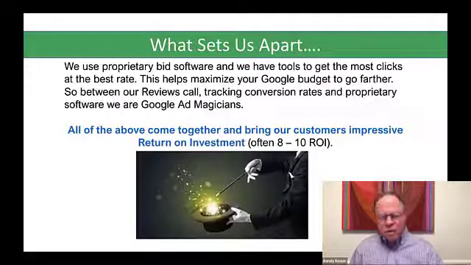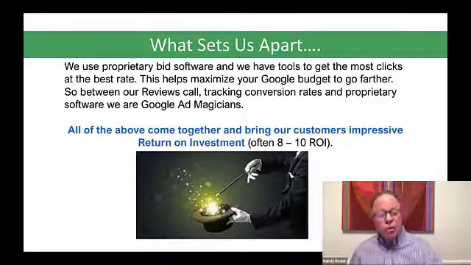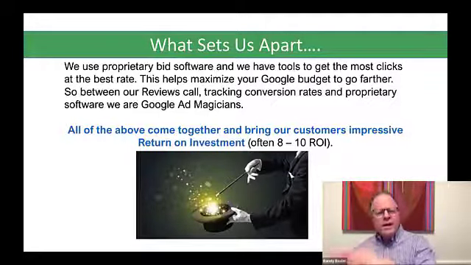So, kind of what sets us apart is that we have spent years and years building, and have built for us, proprietary bid software. We have tools to get the most clicks at the best rate. An individual really couldn't do what we do as a company and with the technology that we've employed to help us. This helps maximize your Google budget to go farther. And so between review calls and tracking and conversion rates and proprietary software, we are what we call the Google ad magicians. And our doctors love it when they see, and I can tell by the notes about review calls, that our doctors are testing a certain amount to begin with, and then suddenly they're increasing it and increasing again and again throughout the year.